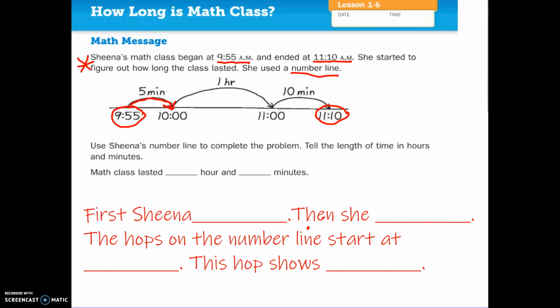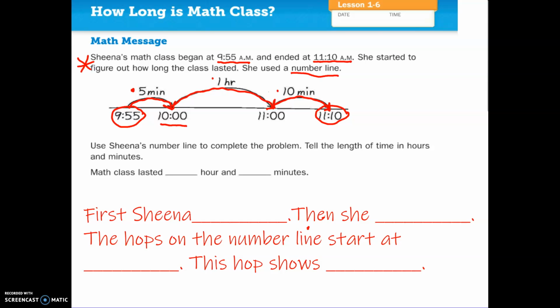So the first thing that she did after putting her numbers on her number line was to hop. She decided to hop to a nearest hour, which is 10 o'clock, and that was 5 minutes. And you can see that here she wrote down how long it took her, and she wrote down her unit of minutes. MIN is an abbreviation for minutes. So she hopped 5 minutes, and it took her from 9:55 to 10 o'clock. Then she took a bigger hop. She took an hour hop, and that ended up at 11 o'clock. She knew she had to go to 11:10, so then she took one 10-minute hop.